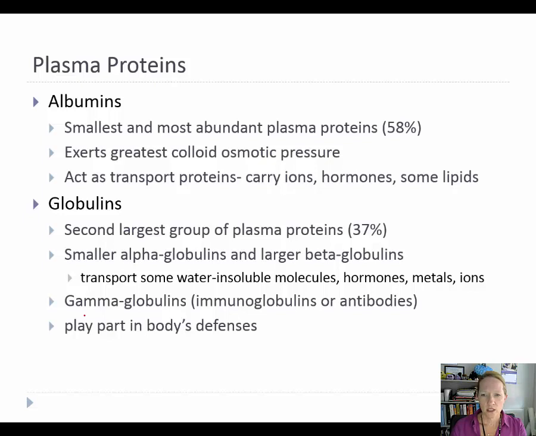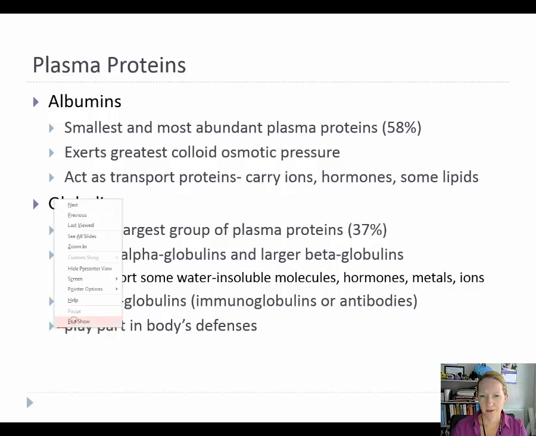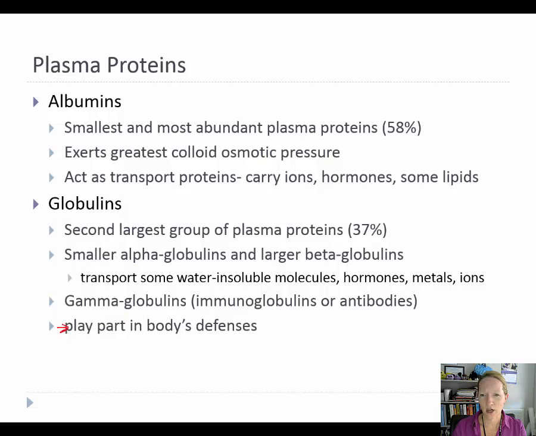This plays a part in the body's defenses. That goes with this right here. So make sure you know that it doesn't go with all globulins. It is specifically for gamma globulins. That should be moved off to the side underneath that, but I didn't get to it.